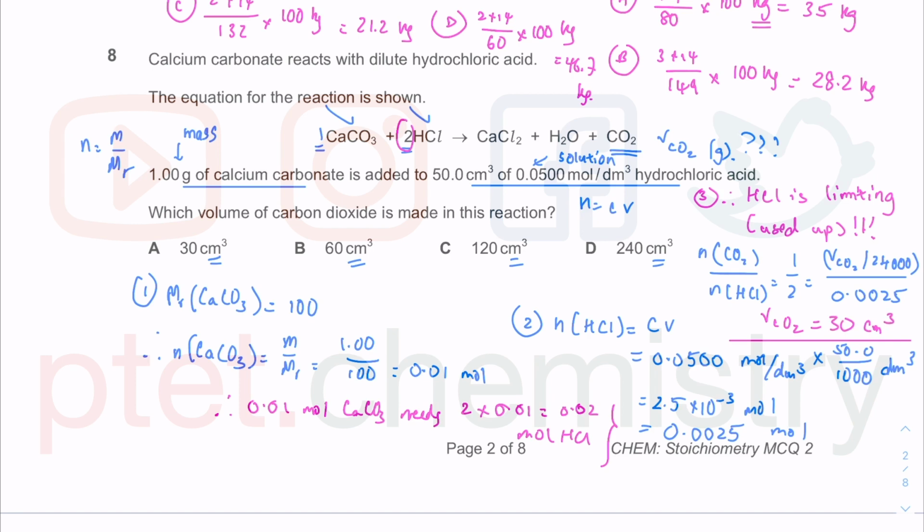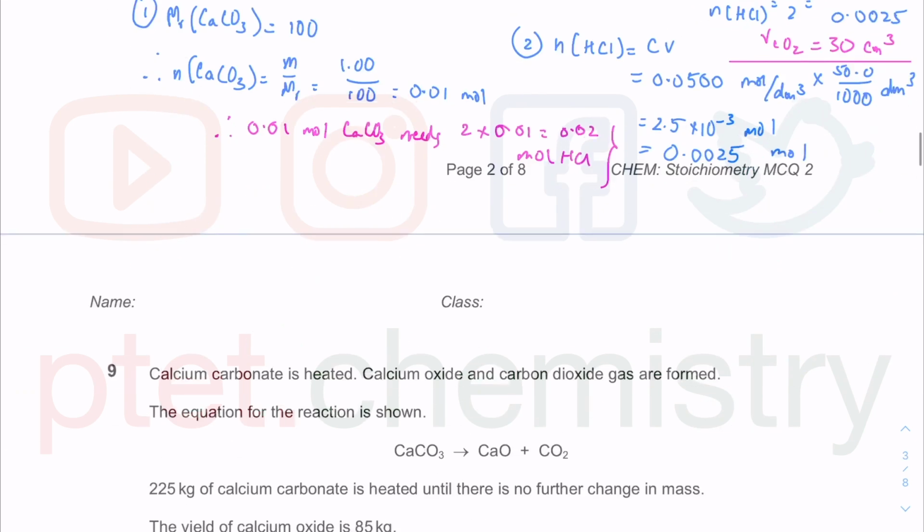Because we have defined it in cm cube, that's why we use 24,000 cm cube per mole as the molar volume of gas.